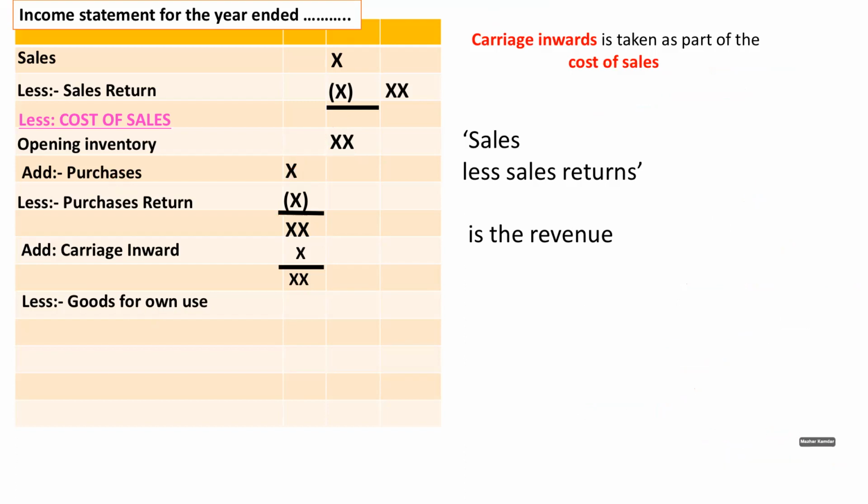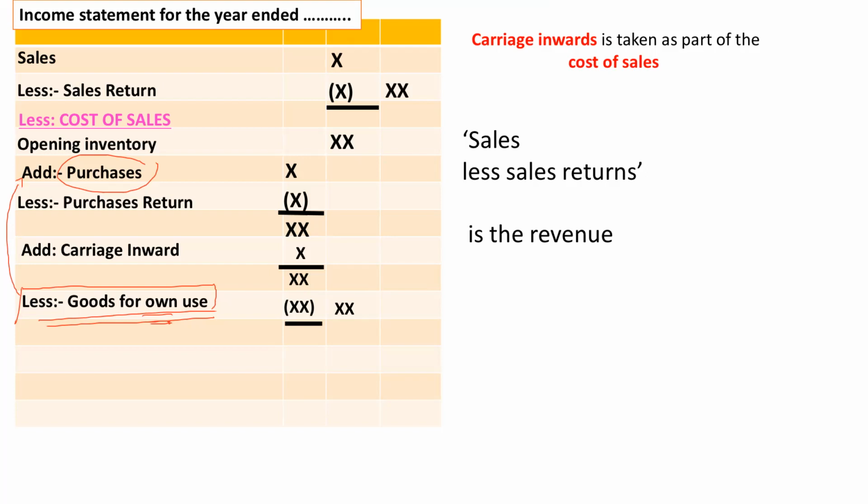To be more clear, the goods that you take away from the business for your own use are always removed from purchases, because now these goods are no longer going to be sold. So they cannot form a part of your cost of sales. Less the goods for own use, you will get the figure for your purchases.